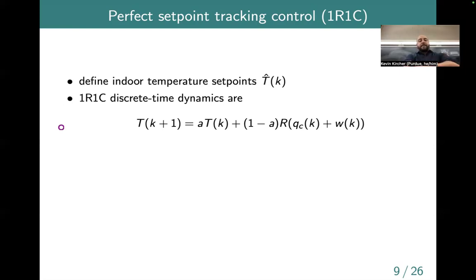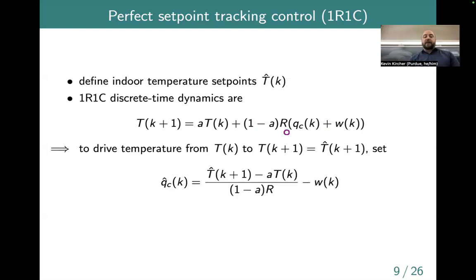So for a 1R, 1C model, how do we simulate perfect tracking control? Well, we have the discrete time dynamics. We know this parameter A, and we know R. And we talked about ways to come up with the things that make up this W, which is the outdoor temperature and the heat gain from bodies and sun and stuff. So this model we have completely specified.